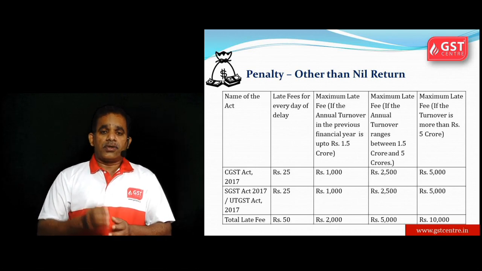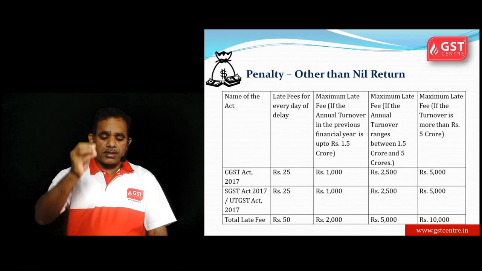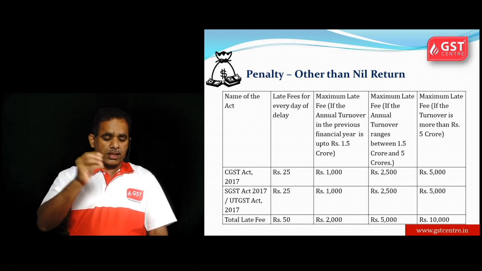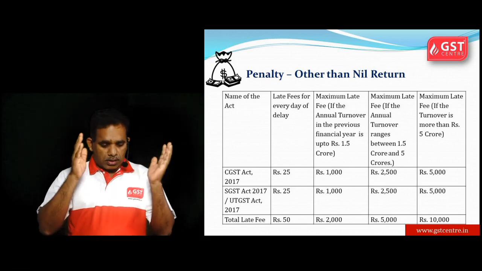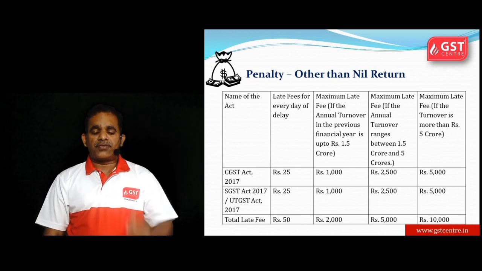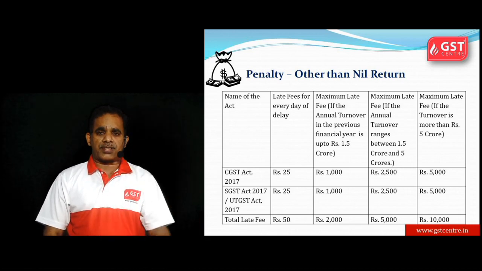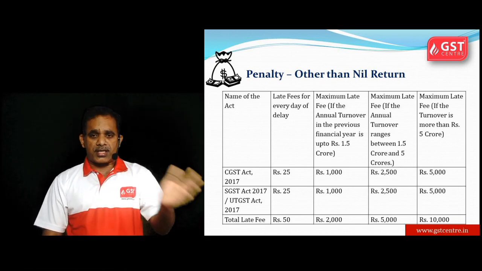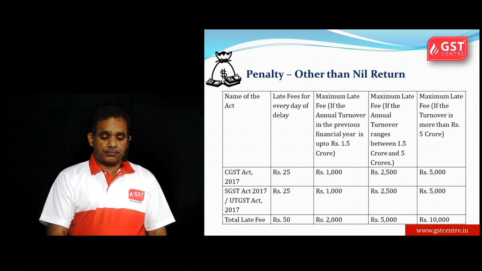And in case the turnover is between 1.5 crores to 5 crores, it is 2500 under CGST and SGST Act, and total 5000 as per both Acts. Then if the turnover is more than 5 crores, then 5000 will be the late fee as per CGST Act and 5000 as per SGST Act or UTGST Act, and total late fee will be 10,000.